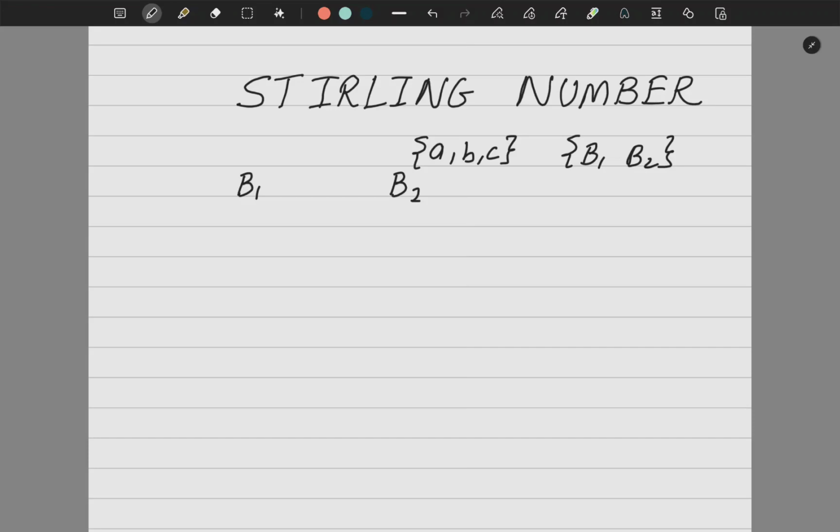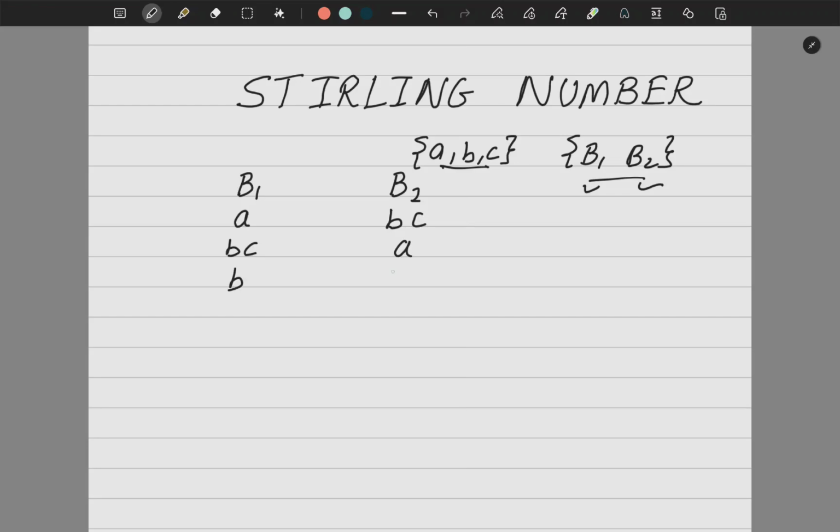Now what I want to do is arrange these objects in these boxes so that no box is left empty. Now how can I do it? What can be my arrangement? The first arrangement is I can keep A here, so BC will go here. Now I can reverse also, because the two boxes are different boxes. In the case of the same boxes, the situation is different, which we will discuss. The other one is, in B1 I can keep BC and in B2 I can keep A.